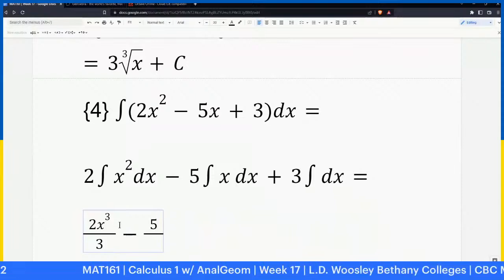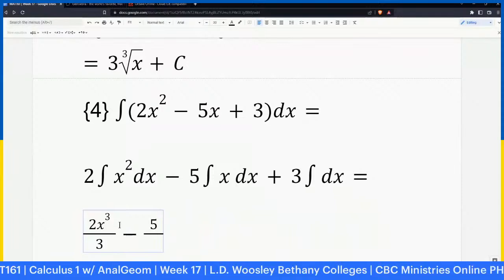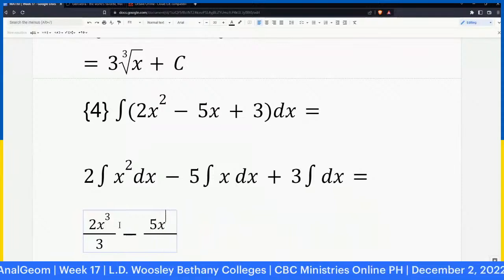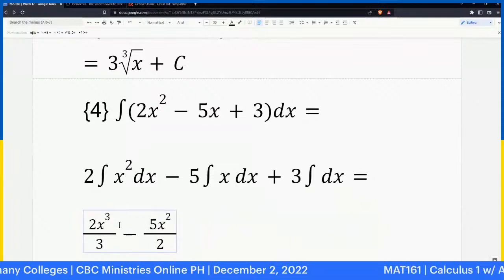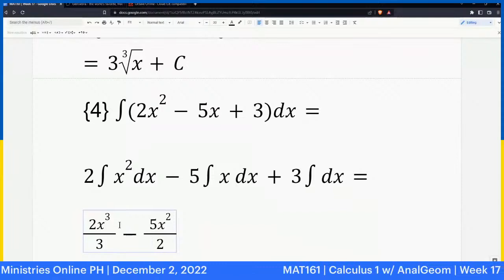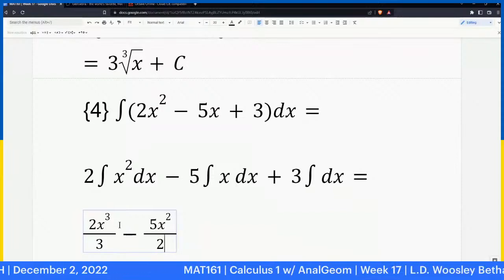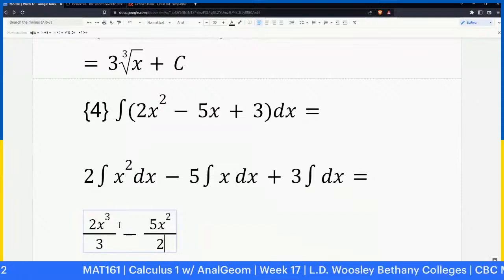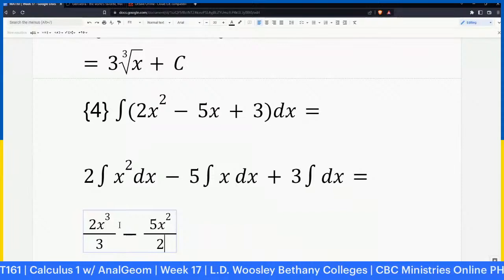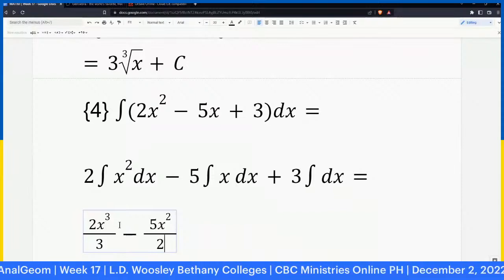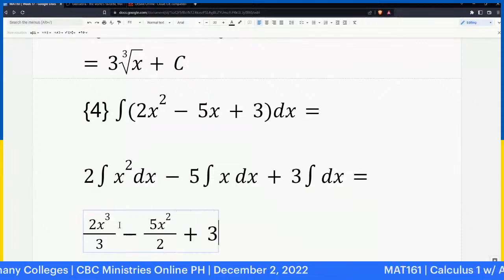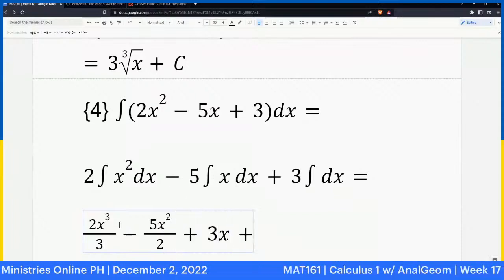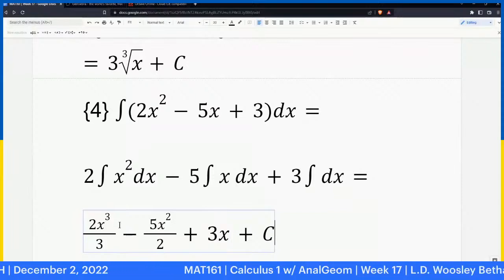N plus 1. X. Nora, X squared, right? X squared over 2. Basta kung anong in-exponent mo, yun din yung fraction, yun din yung denominator. Okay po, sir. 5x squared over 2. Then yung natira, integral of dx is obviously equal to 3x. Then don't forget the c. Okay?